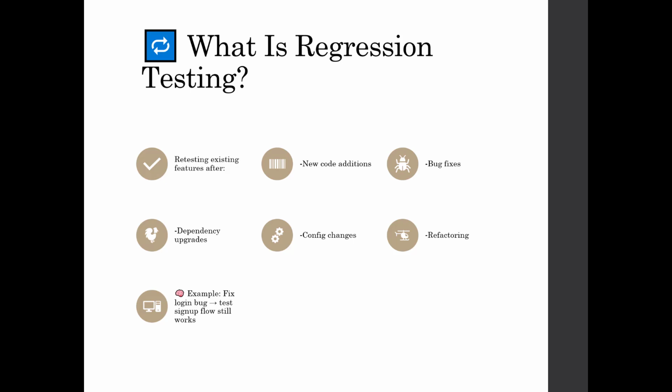So we want to retest previously working features to ensure they still behave correctly after making changes. And this might mean that you have a new feature, you have a bug fix, you have a dependency update, or you're even just refactoring code. You have to ask yourself, we fixed the login bug. Did we accidentally break the sign-up flow? And that is the heart of regression testing, verifying that progress doesn't come at the cost of stability.